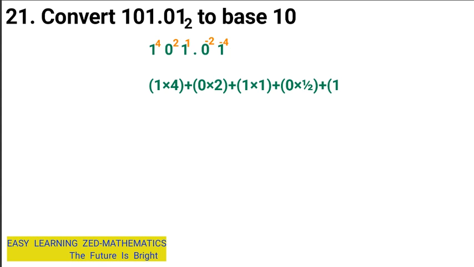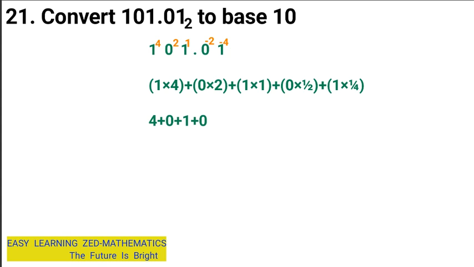Once I've done this, the next thing is to write the products, starting from the left side. 1 by 4 will give us 4, plus 0 by 2 will give us 0, then plus 1 by 1 will give us 1. Now plus 0 by 1/2 will give us 0. Then plus 1 by 1/4 will give us 1/4.